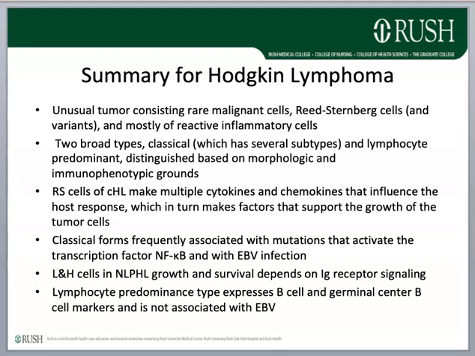Classical forms are frequently associated with mutations that activate transcription factor NFKB with EBV infection, especially seen in the mixed cellularity type. In LNH cells and the nodular lymphocyte predominant type, the growth and survival depends on immunoglobulin receptor signaling, which correlates with their expression of germinal center B cell antigens. And again, the lymphocyte predominant type expresses B cell and germinal center B cell markers, and it's not associated with EBV.